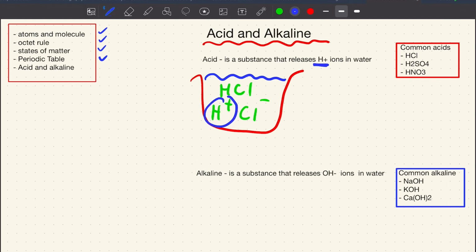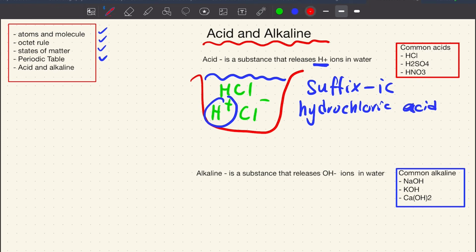Just a quick tip guys, acids always end with IC. So the suffix is IC. For hydrochloric acid, we got IC here. For nitric acid, we got IC here too. And we got some common acids here: hydrochloric acid, HCl, sulfuric acid, H2SO4, and nitric acid, HNO3.